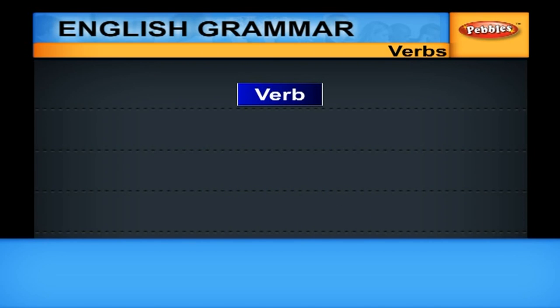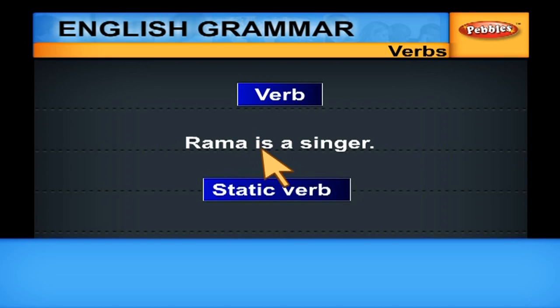Look at this sentence. Rama is a singer. What is the verb here? The verb is. What does it do? It doesn't tell you anything about the action done by Rama. It tells us who Rama is, the state of Rama. Here, the verb performs a function of denoting the state of a person. This is called static verb. Rama is a singer.